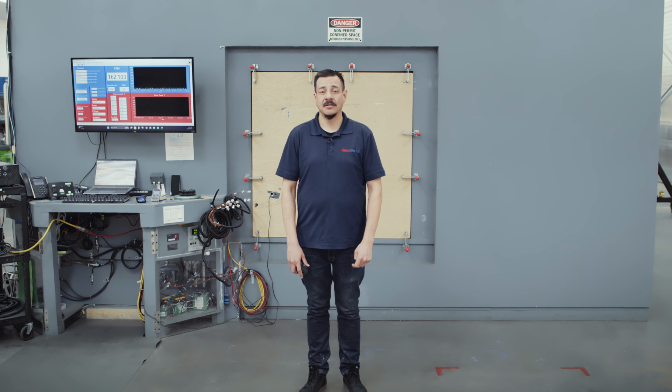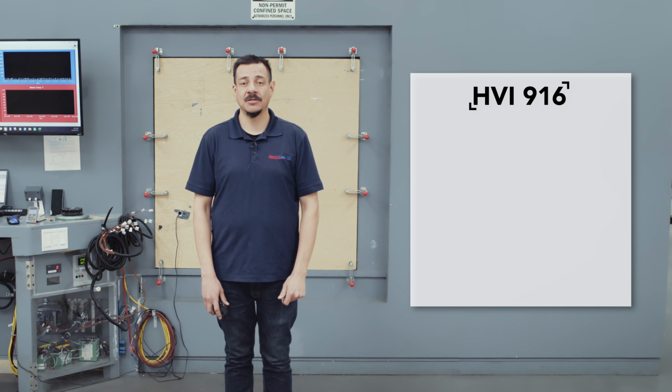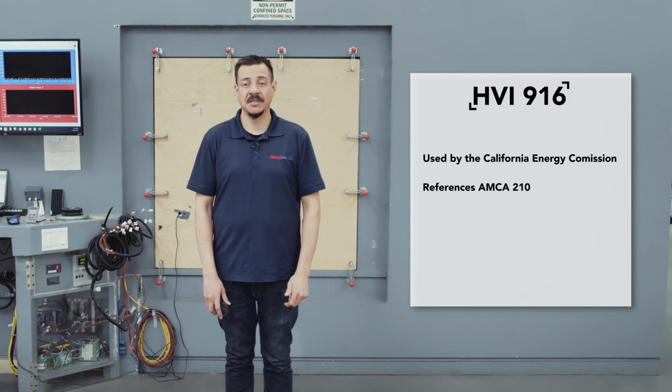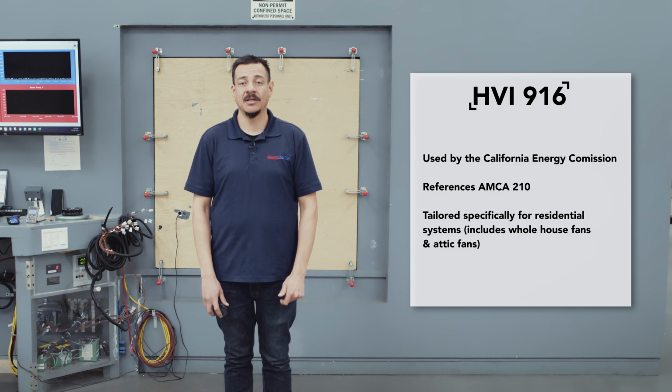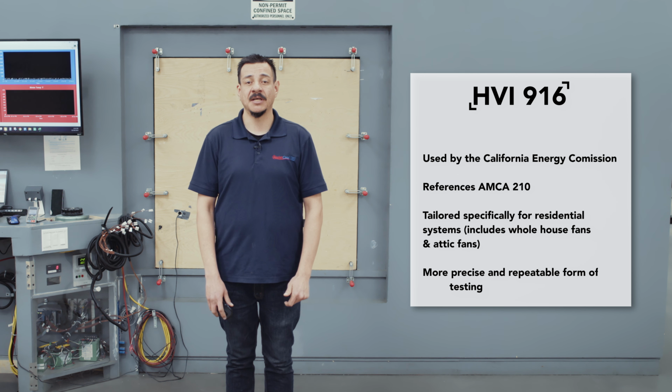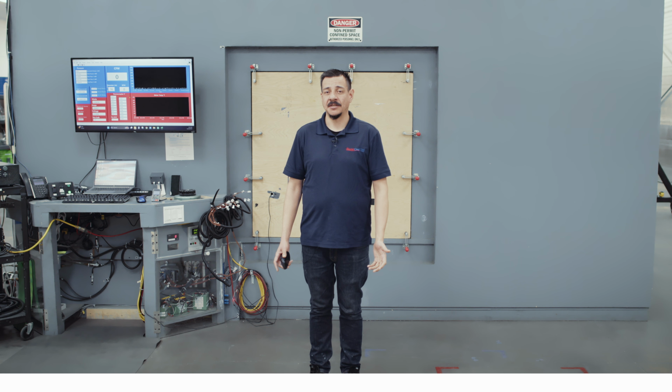Our first test method is what we call the HVI 916 standard. HVI 916 is a standard of airflow measurement that the California Energy Commission, or the CEC, adopted, which references the AMCA 210. It is tailored specifically for residential systems, including whole house fans and attic fans. This is a much more precise and repeatable form of testing, and it is what we use for our HVI 916 airflow numbers in our reporting. Now, this is the fan we're going to test.